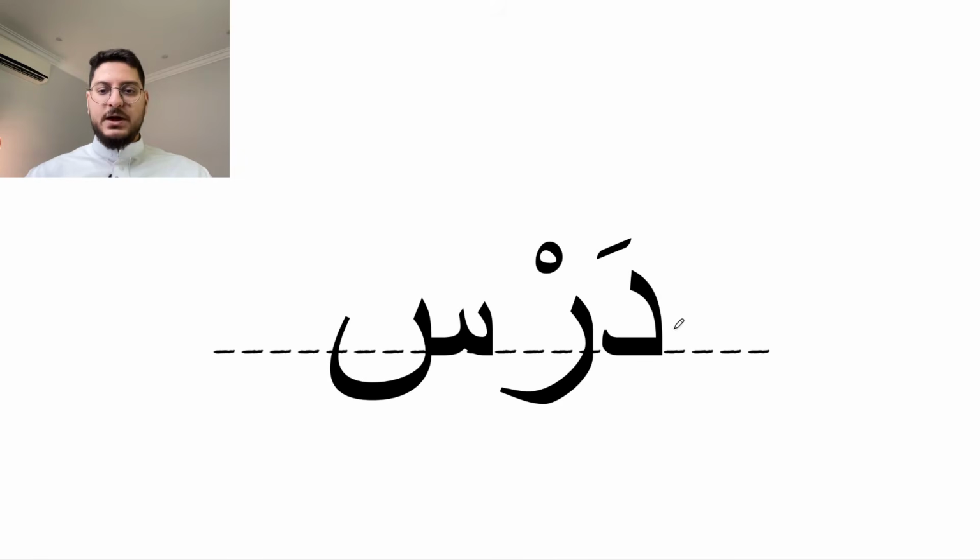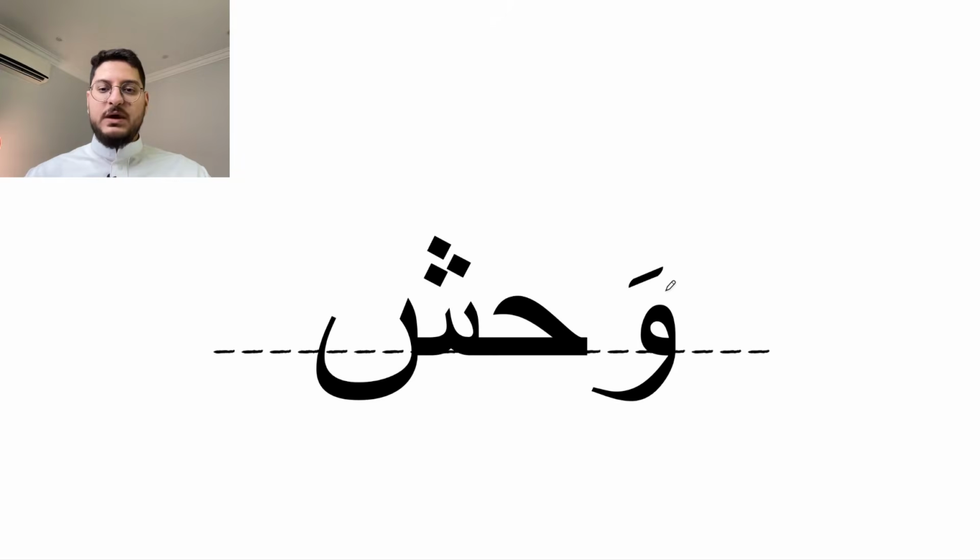Next one, we have dars, da, and then ra with no vowels. Be careful, this is a circle, this is sukoon, this means we don't have vowels. This is not a dot, so this is ra, but with no vowels, so it's dar. And then we have the sa with no vowels as well, so dars, and dars is a lesson.